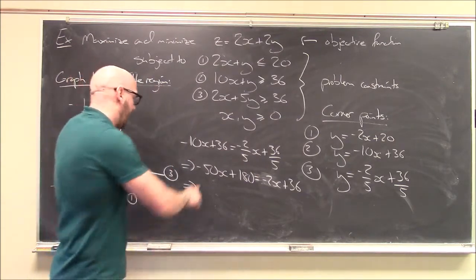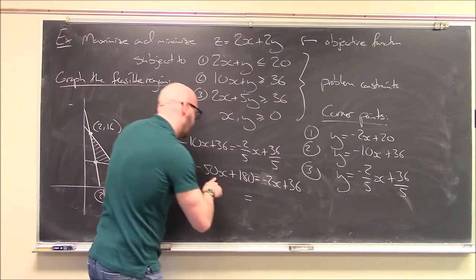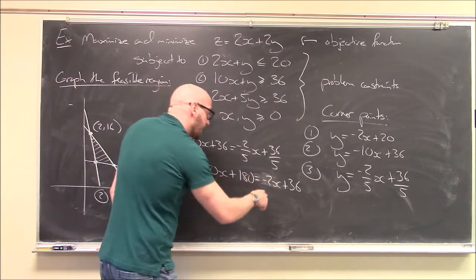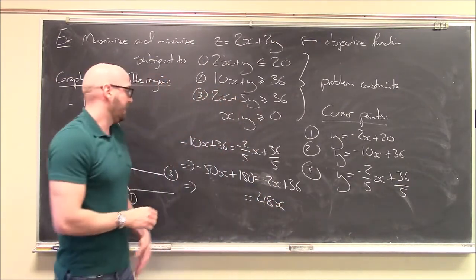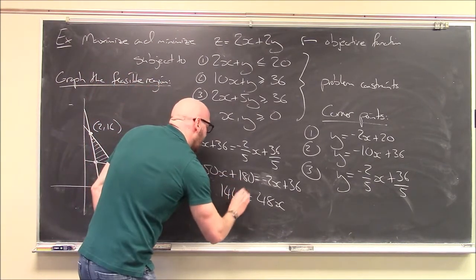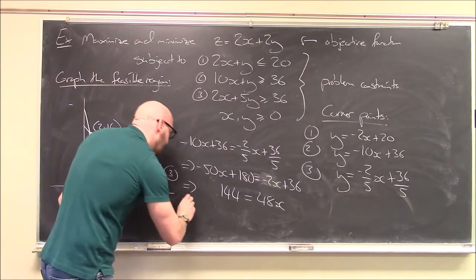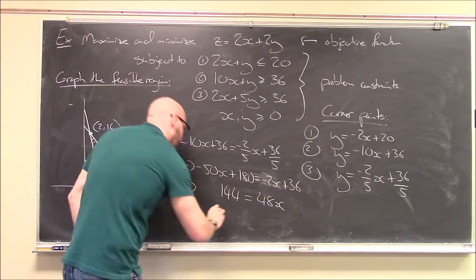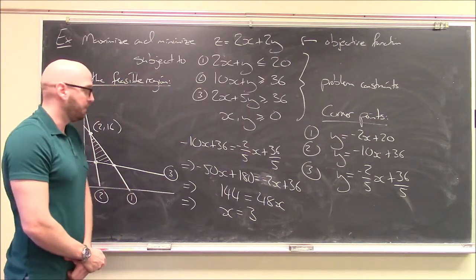So let's see, let's add 50x to both sides so we can keep it positive. So over here we're adding 50x to both sides. 50x minus 2x is 48x. And subtracting 36 from both sides leaves us with 144. And that 144 is just 48 times 3, so x is equal to 3 when we divide both sides by 48.